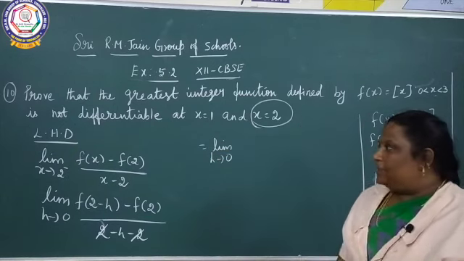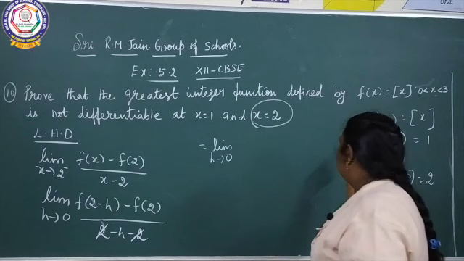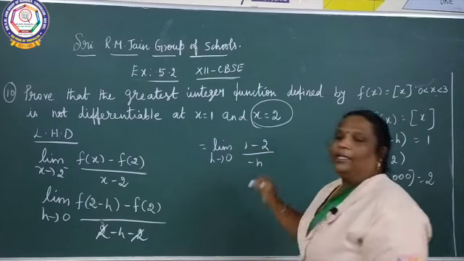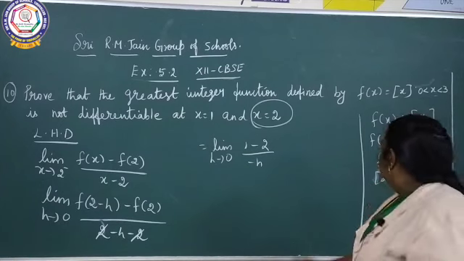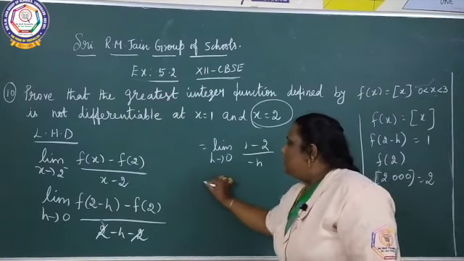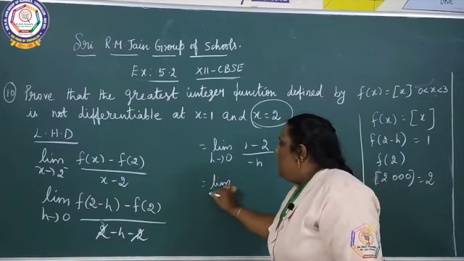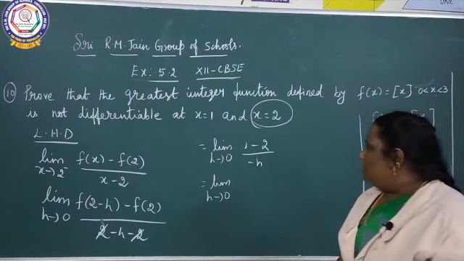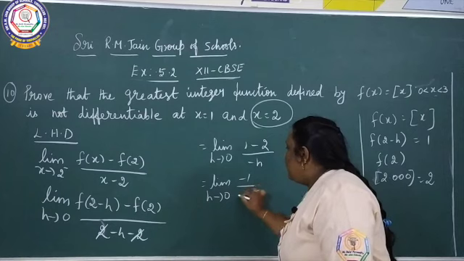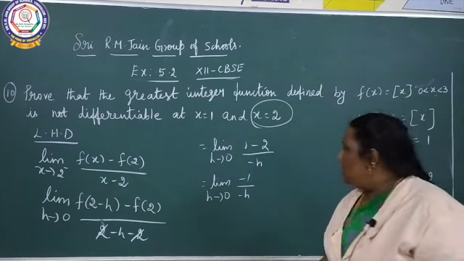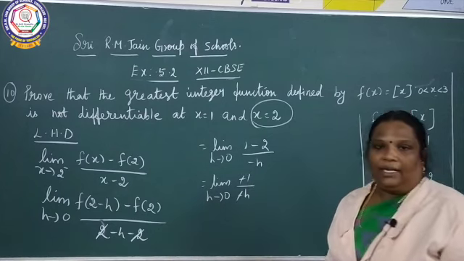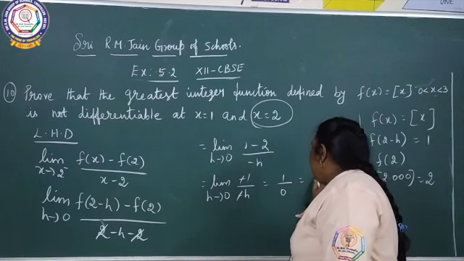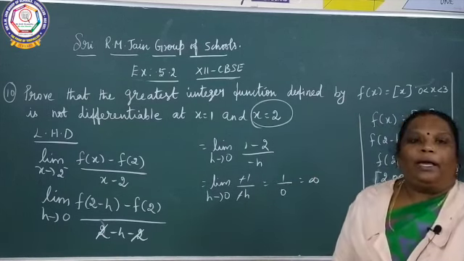So it gives limit h tends to 0 of 1 minus 2 by minus h, which is limit h tends to 0 of minus 1 by minus h. Minus minus gets cancelled, so it gives 1 by 0, and the value is equal to infinity.